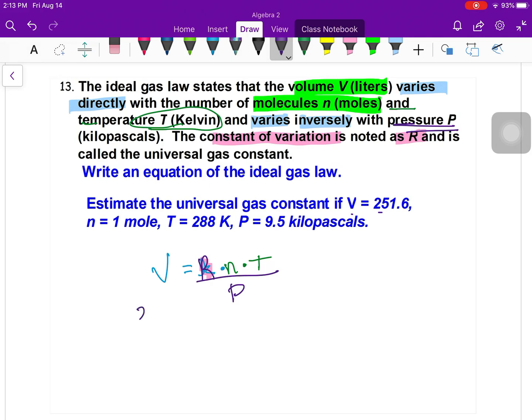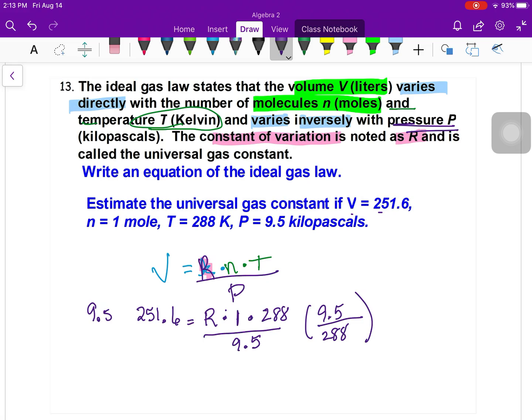Estimate the universal gas constant if V is 251.6 equals R times N, which is 1, times T, which is 288, divided by 9.5. So to solve this, I'm going to multiply by my denominator and divide by my numerator. So I'm going to multiply both sides by 9.5 and divide by 288, and I get my constant of variation to be 9.5 divided by 288 times 251.6, 8.3.